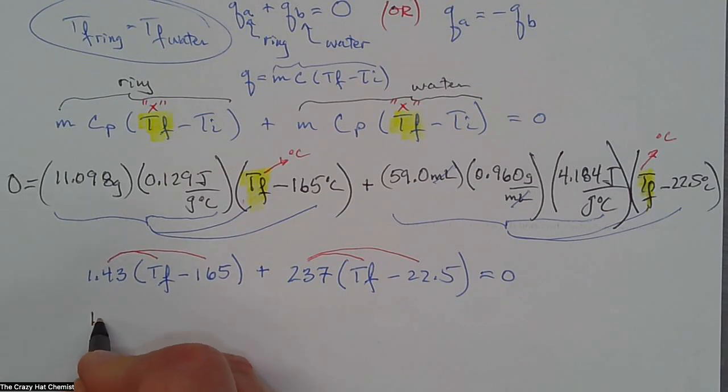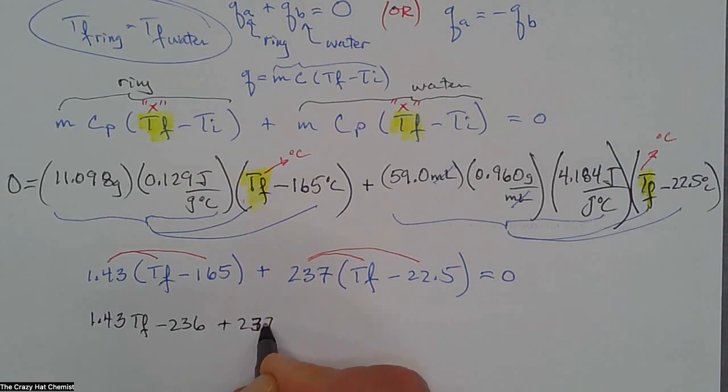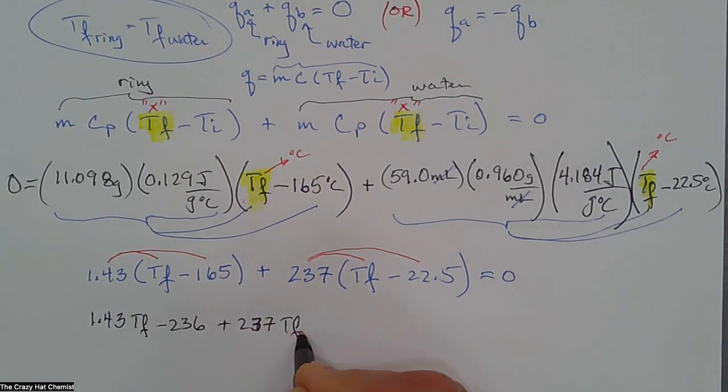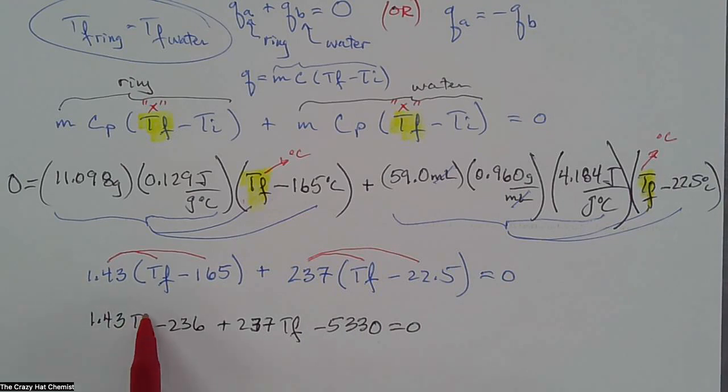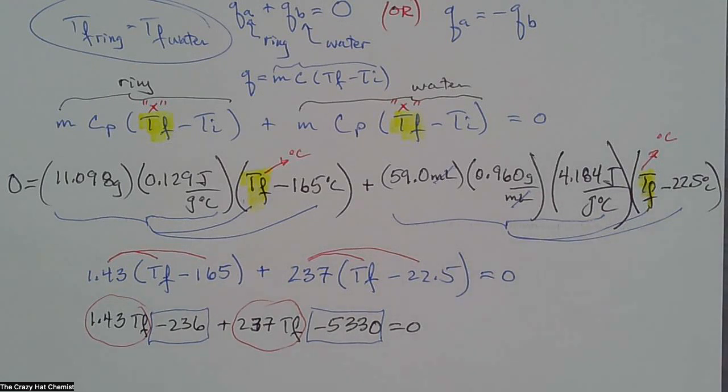And the next part here is going to be 1.43 TF, and that's really our X, minus 236 plus 237 TF minus 5330 is equal to 0. Now what we're going to do is combine our like terms, and move the like terms to one side and the other like terms to the other side. That is, the X terms to one side and the non-X terms to the other side, right?